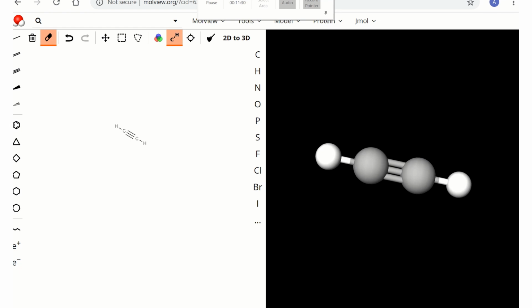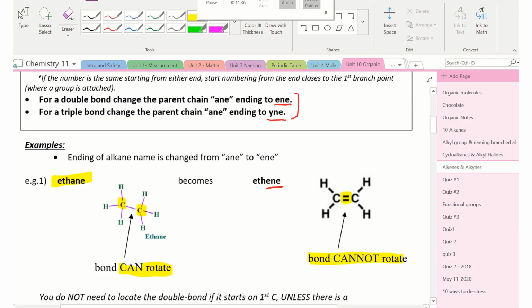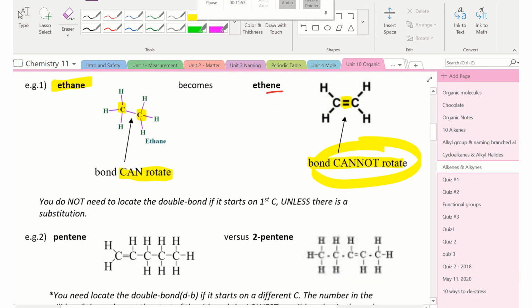I hope you guys can understand that. If we see each other in June, I can show you the model in person. So ethene and ethyne cannot rotate, while the single bonds between carbons can rotate. This is quite important later on when we talk about how to name different structures of double bonds. So let's move on.